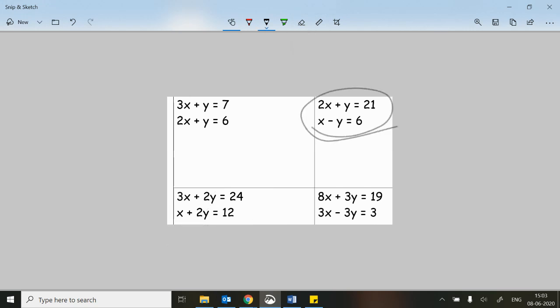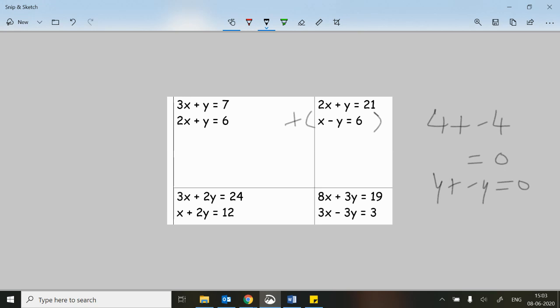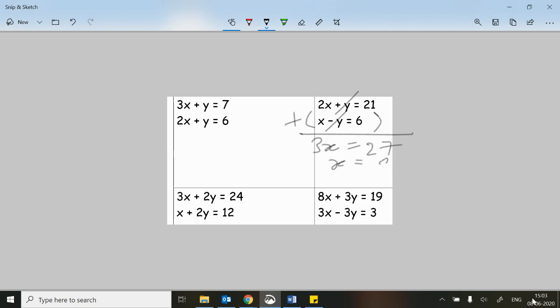Now let's do this one here. In this case, you can see that we have the same amount of y's. So we've got one y in each case, but one is plus and one is minus. So when we add those together, they're going to disappear. If you do something like 4 plus minus 4, that will give you 0. So the same when you do y plus minus y, that will also give you 0. So what we're going to do then is add the two lines here. 2x plus x is 3x. This is going to cancel, and 21 plus 6 is 27. Now we've got 27 divided by 3 is 9.